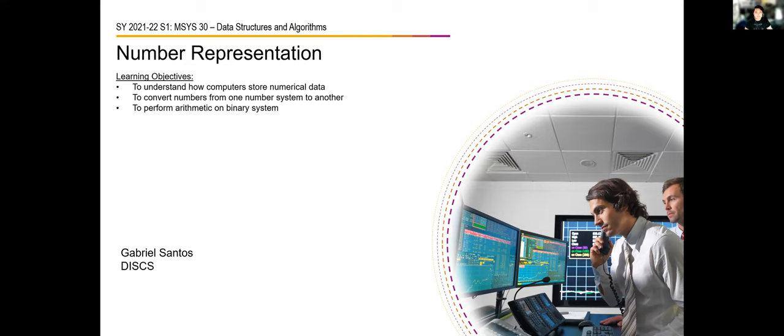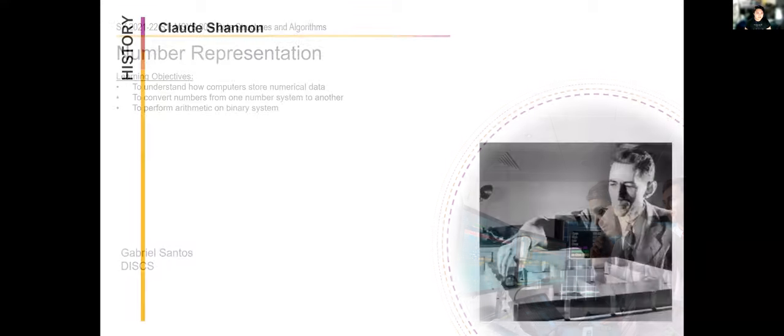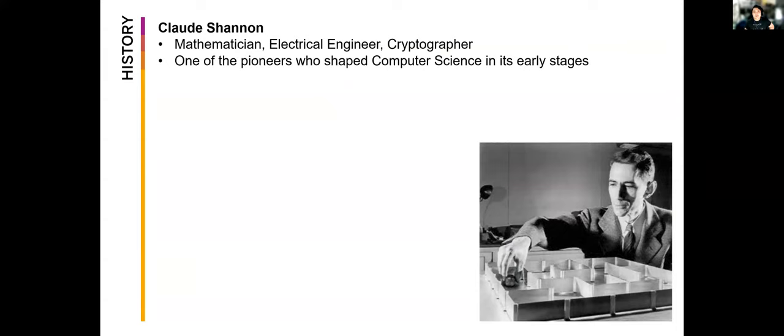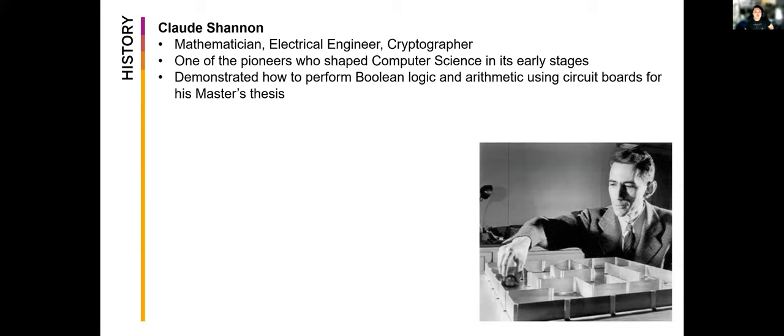Before we proceed with all the maths, let me just share with you the father, or who is behind this topic, if you would put it that way. So let me introduce Claude Shannon. He's a mathematician, electrical engineer, and cryptographer, and is also one of the pioneers who shaped computer science in its early stages. As you can see, he's not a computer scientist, but from his background in mathematics and electrical engineering, he was able to perform calculations on a circuit board using switches on the board.